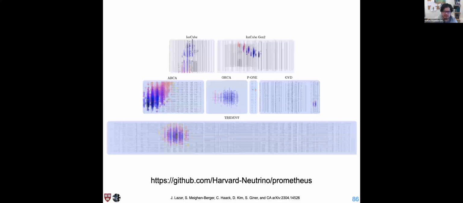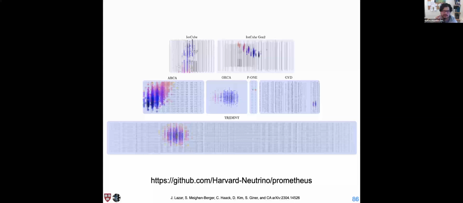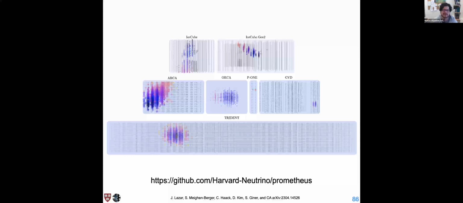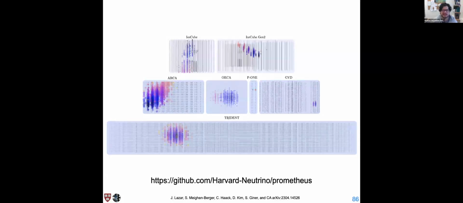One thing that's cool about Prometheus is that you can actually design your own neutrino telescope. Here we show some examples of current neutrino telescopes. IceCube exists, and IceCube Gen2 is the next generation IceCube detector. These are other designs: ARCA in the Mediterranean, ORCA in the Mediterranean, P-ONE in Canada, GVD in Russia. Trident is a proposed experiment in China. As you can see, it's very large.